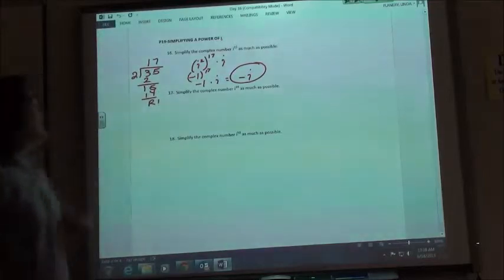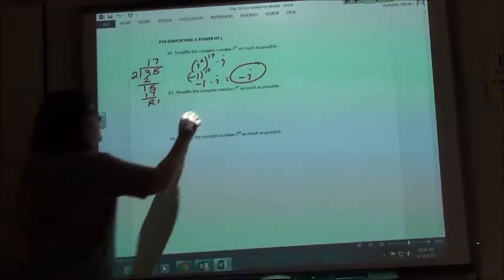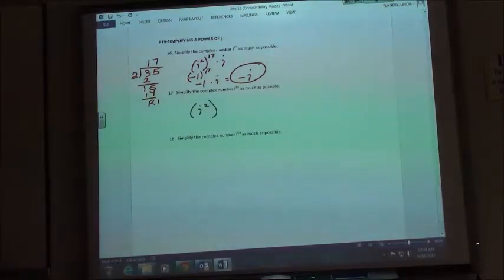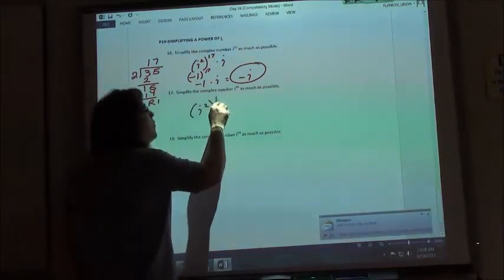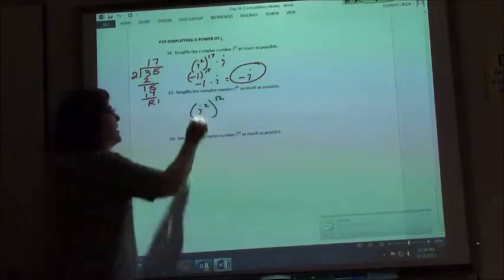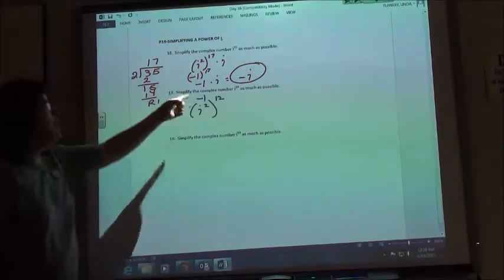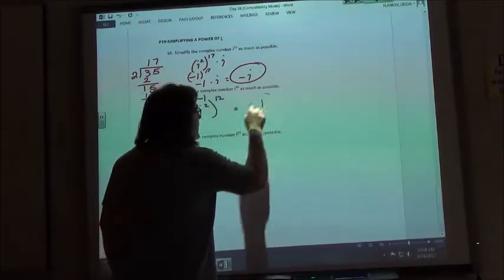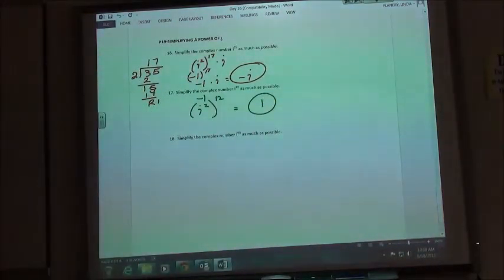So if I have i to the 24th power, I can write it as i squared to what power? The 12th. 2 goes into 24 12 times with no remainder. i squared again is -1, and if you do -1 to the 12th power, you get +1. So 1 is just going to be my answer.